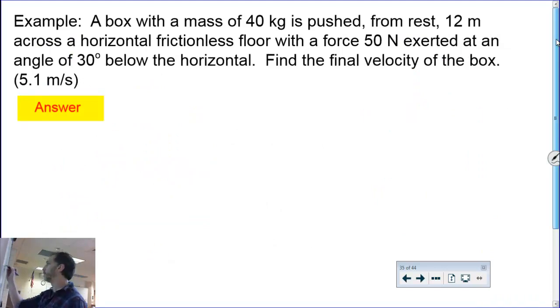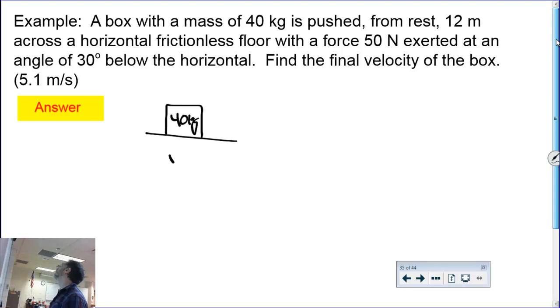All right, so what do we got? We got a box with a mass of 40 kilograms. So let's draw this. Here we go. Box, 40 kilograms. It's pushed from rest, so our velocity at point A is going to be 0.